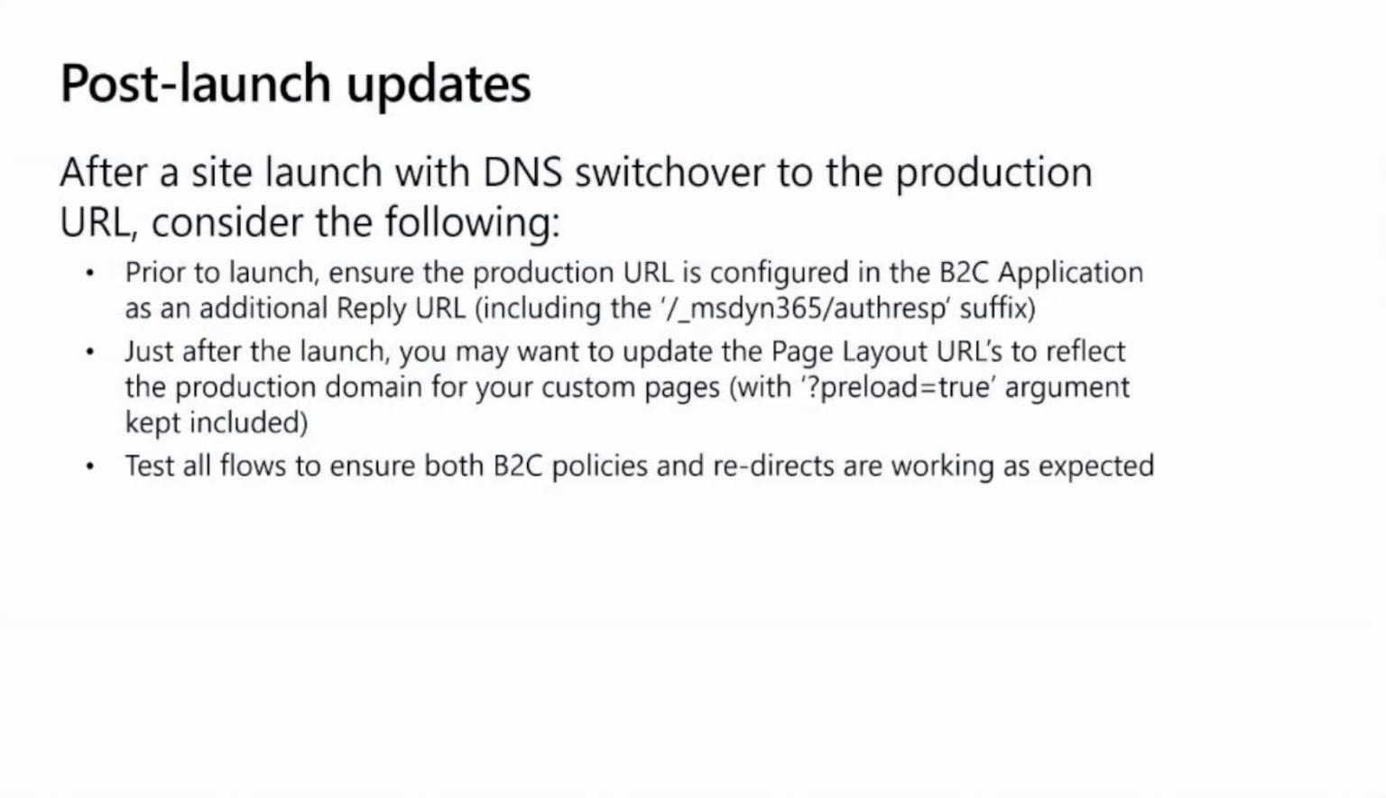The first one I want to talk about are the post-launch updates. So this is the moment where you've built your e-commerce site in Dynamics Commerce, and now you're going live with your production domain. You're making the DNS switch so that live production traffic will now flow to your new site. So something to consider is A, making sure that the B2C application has that reply URL with your production domain, including the MS-DYN365 auth response suffix.